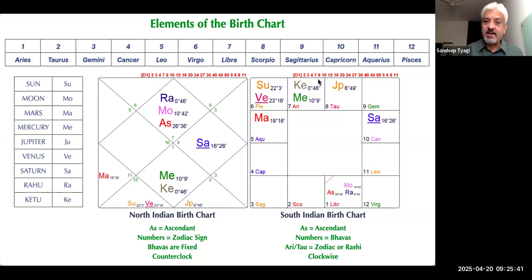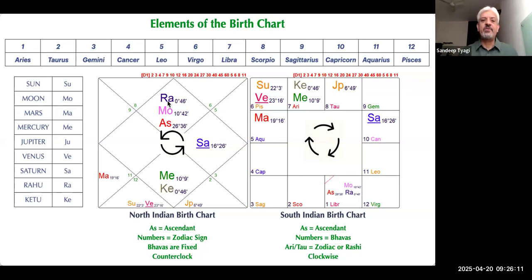And then the counting will start. You may have observed that all the counting in the North Indian chart is going in a certain direction, right? Which is counterclockwise. Whereas in the South Indian chart, everything moves in a clockwise direction. They represent exactly the same ideas. It's just that the way it's been represented is a little different.